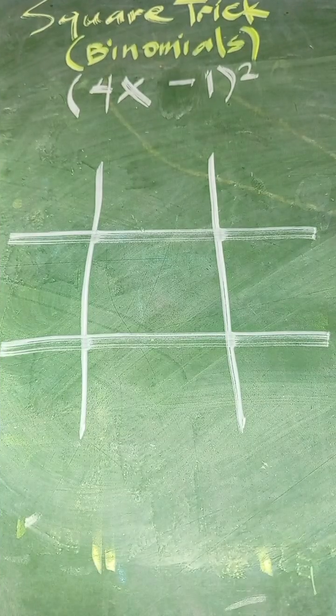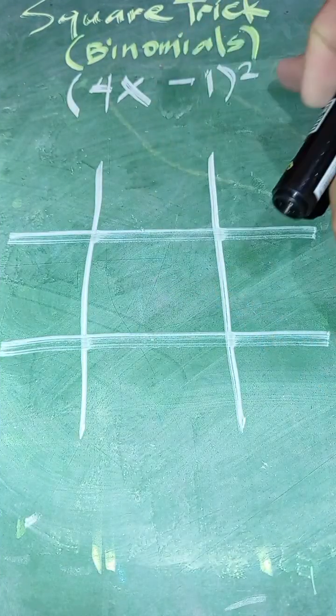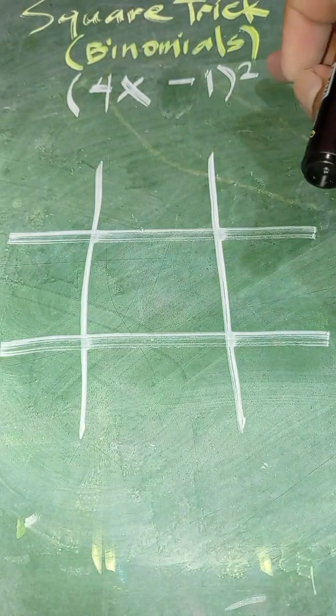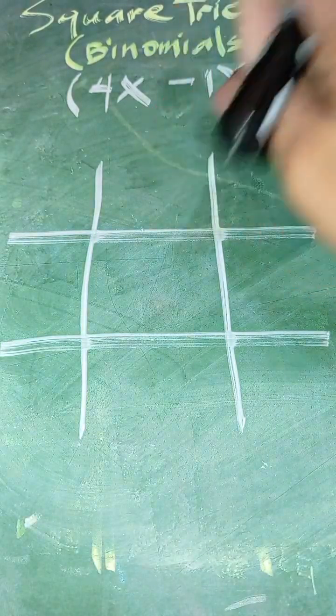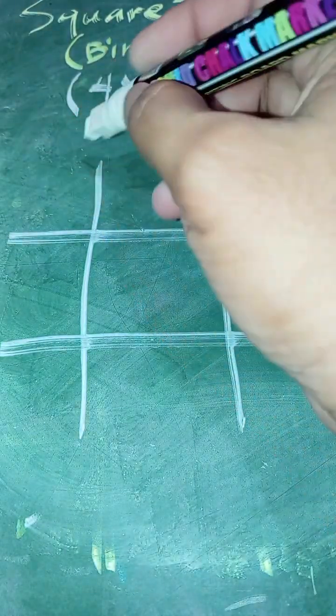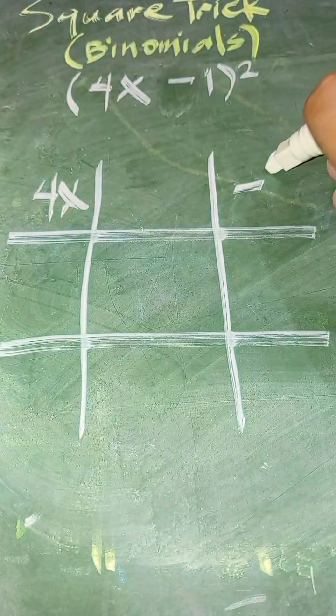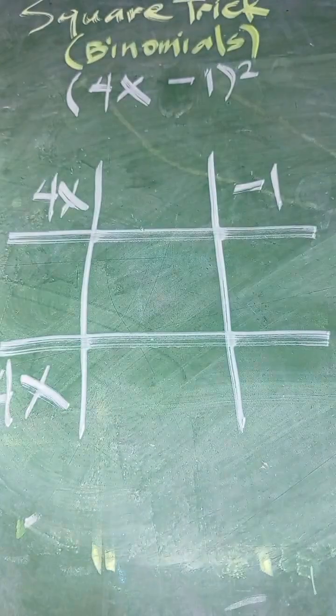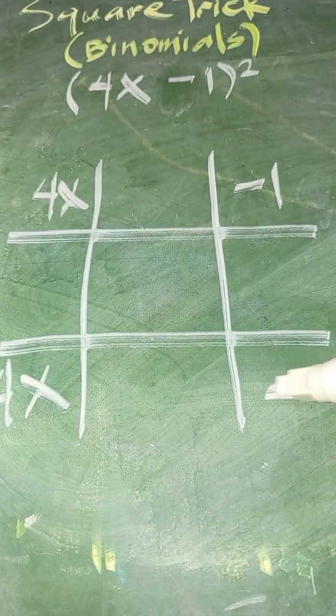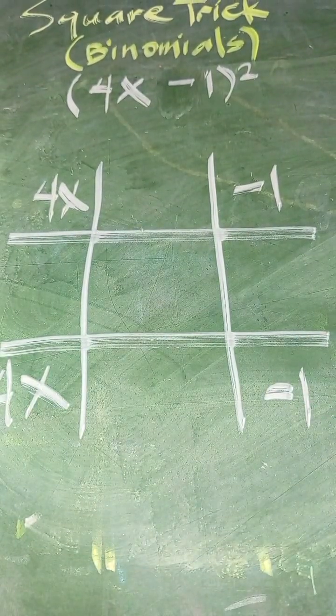Okay, let us have another example. So this time, it's gonna be the square of 4x minus 1. So let's write 4x minus 1 and 4x minus 1.